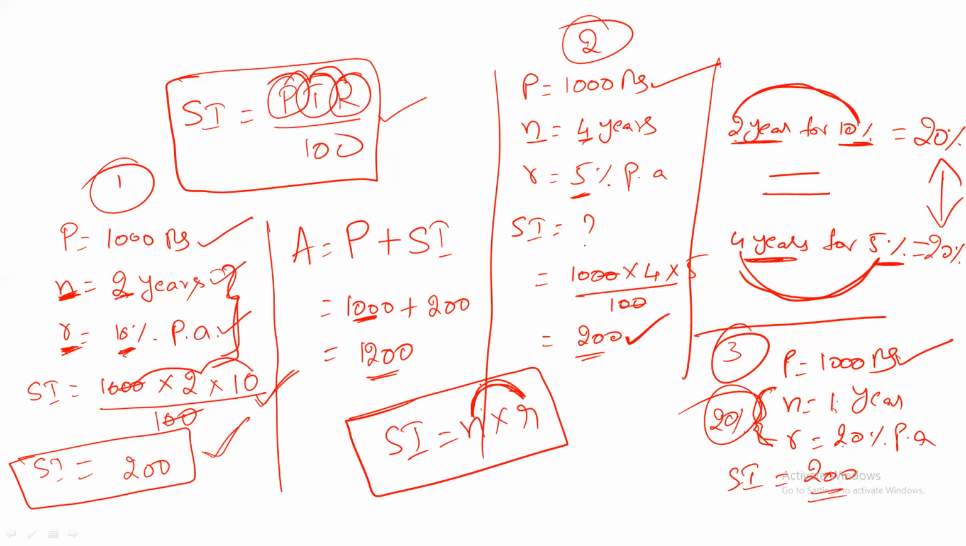Now I will try to show how to solve the same question without using the formula, simple interest equals PTR by 100. Let's consider here in the question I have a principal amount of 1000 rupees. Let us consider n is equal to 2 years and r is equal to 10%. Now I don't want to use any formulas here. From now, always remember, simple interest means just n into r.